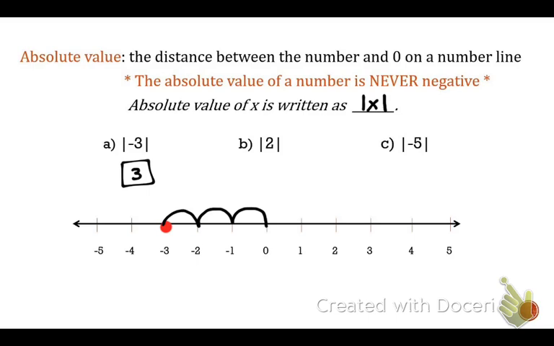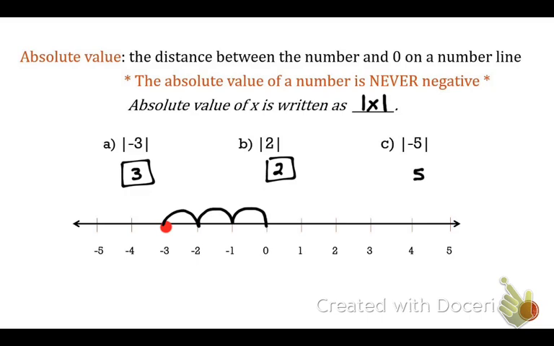How about this next one? This says the absolute value of 2. Nehemiah, what's the absolute value of 2? 2. All that says is it is 2 spaces away. So if I was to start right here at this 2, I go back 1, 2, and I'm now at the 0, okay? Next up, the absolute value of -5, just the girls, what is it?